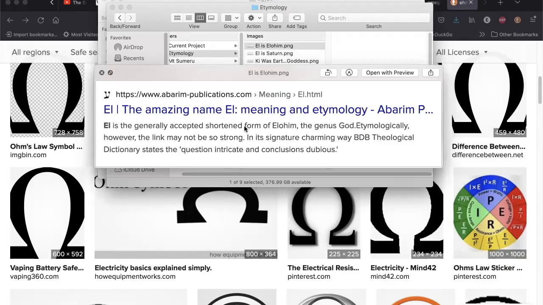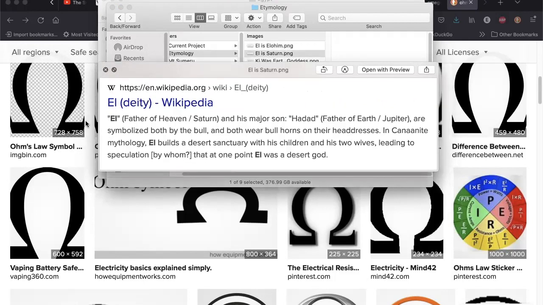Here's El, the amazing name El. El is the generally accepted shortened form of Elohim, the god. Etymologically, the link may not be so strong. In its signature charming way, the BDB Theological Dictionary states the question is intricate and the conclusion dubious. Doesn't matter. We see right here that El is Saturn.